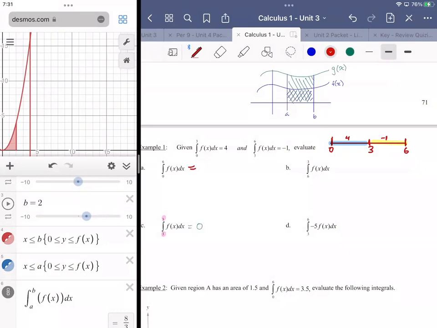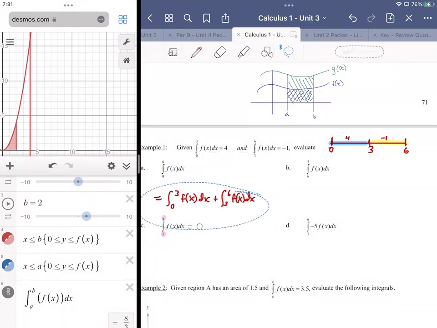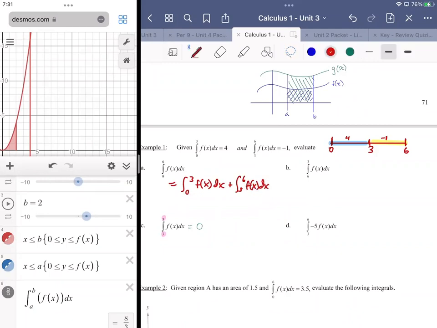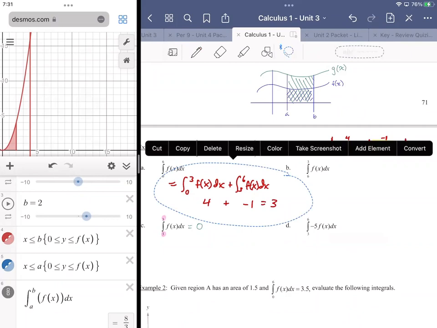Then what I can do is just add these two things together. Ultimately, what this is saying is that going from 0 to 3 of f of x dx plus 3 to 6 of f of x dx will get us where we want to go. Since going from 0 to 3 gets me a 4, and going from 3 to 6 gets me a -1, then the accumulated area would have to be a -3.